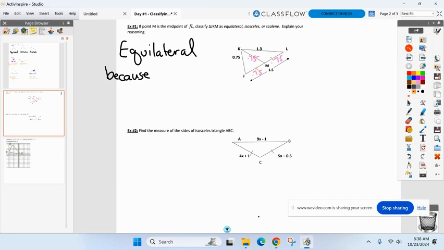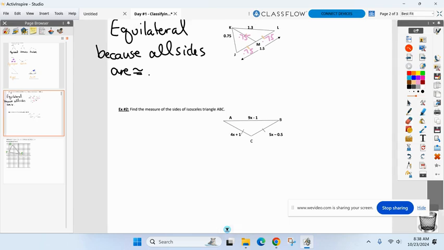Done. All sides are equal. All sides are the same length. All sides congruent, however you want to put it. Questions and how we got there. All right, next one.